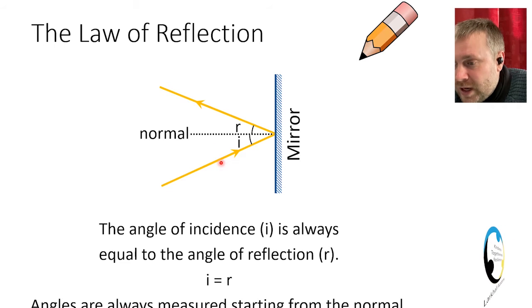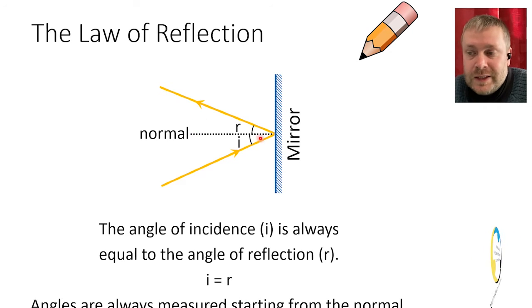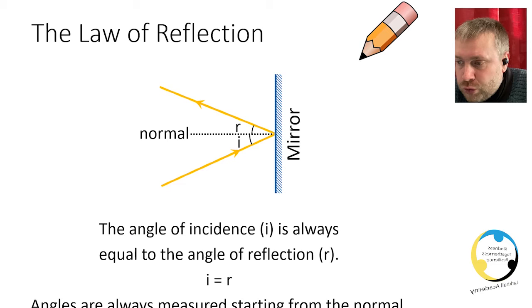So the normal is 0 and you measure round to either your ray of light coming in, or your ray of light leaving. So it's always from the normal. Normal is always 0.